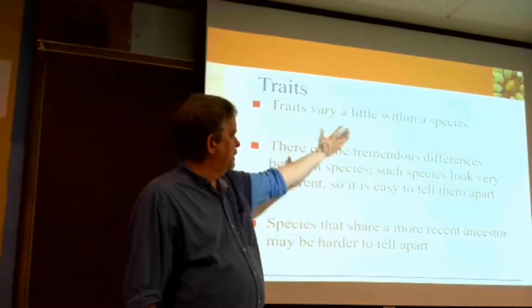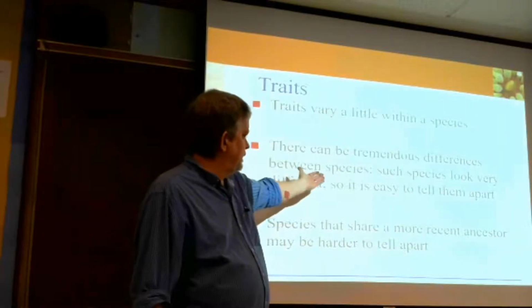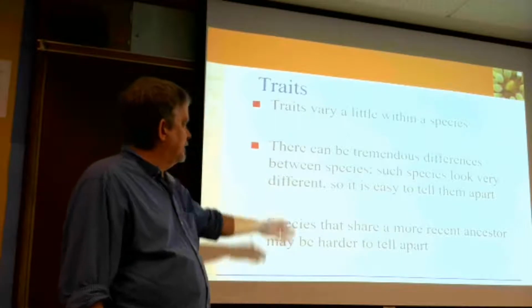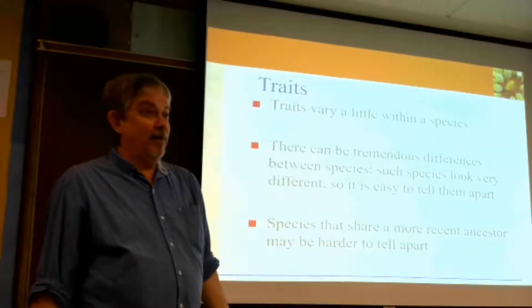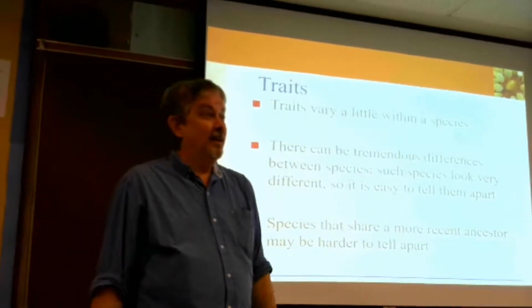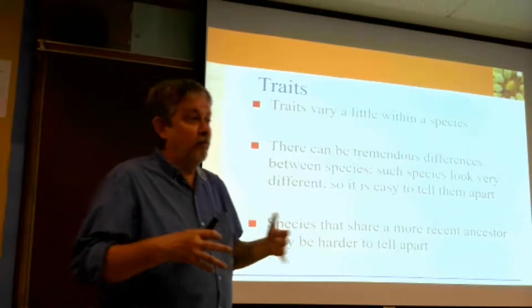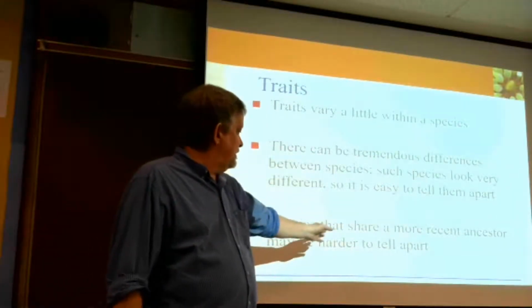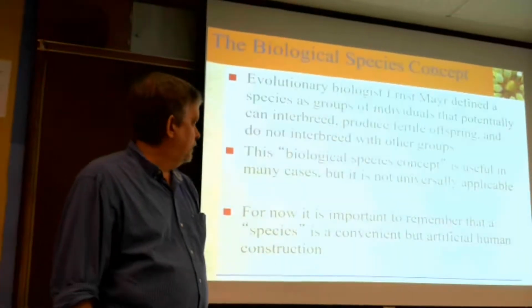Traits vary little within a species. There can be a tremendous difference between species. Such species are very different, so it's easy to tell them apart. It's not hard to tell us apart from a housefly. We're in the animal kingdom together, but as you move away, to observable traits, you're going to be characterized differently. Species that share a more recent ancestor may be harder to tell apart.